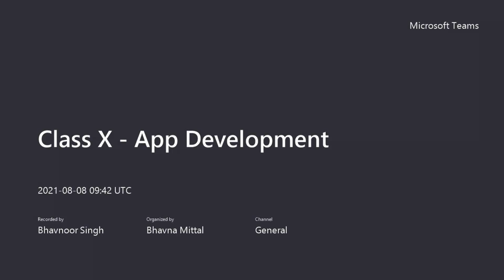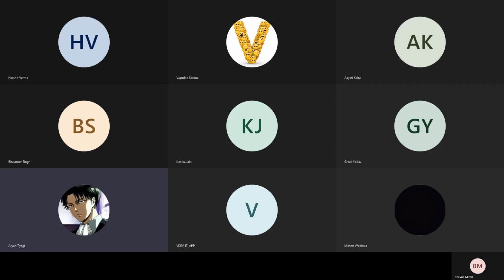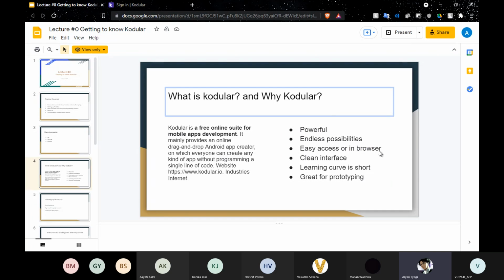There are a lot of utilities, as there are different libraries for Cordular. Then we can easily access it on browser on any device, be it Android, Mac, or Windows. It is also easy to learn. The interface is very clean and aesthetic, and it is great for trying out new apps.